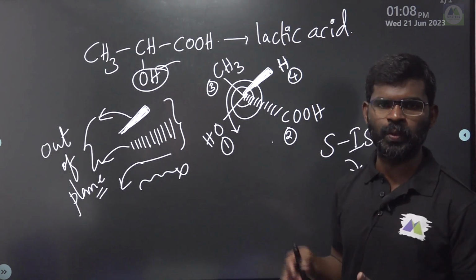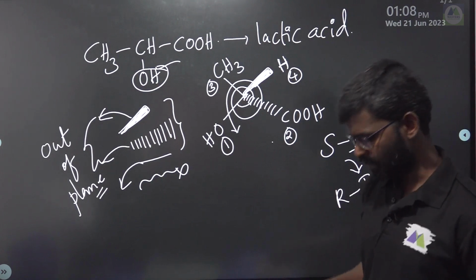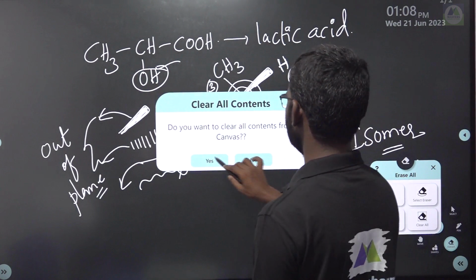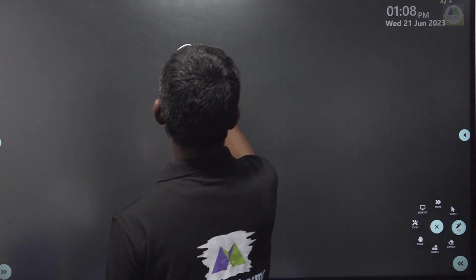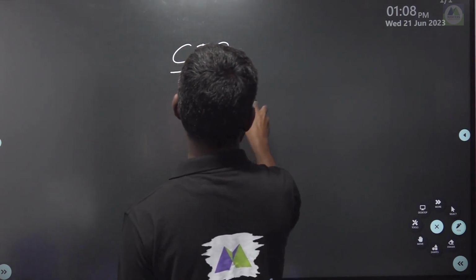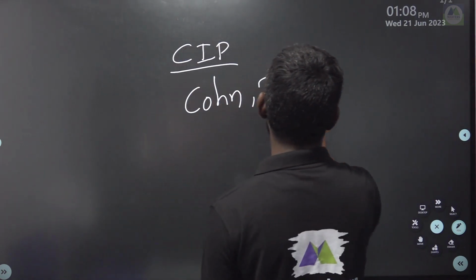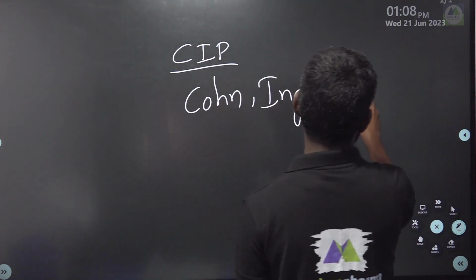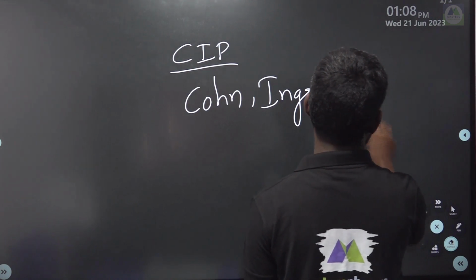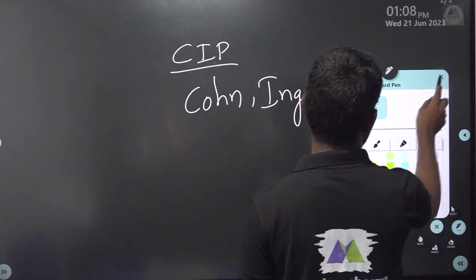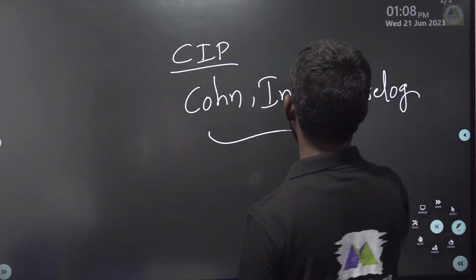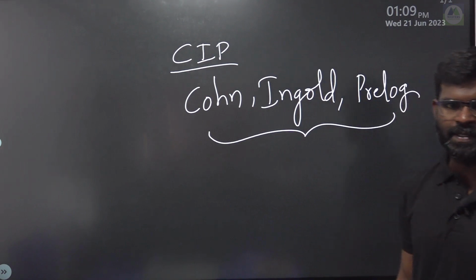Who proposed those rules, right? We have some sequence rules, right? So the scientist names are Cahn, first scientist name. Second scientist name is Ingold. And third person name is Prelog. These three scientists proposed those sequence rules, right?